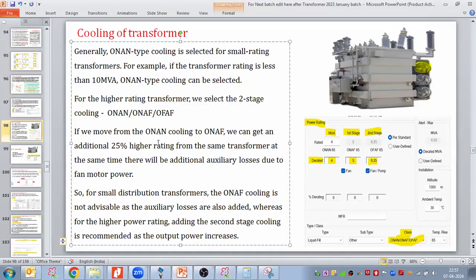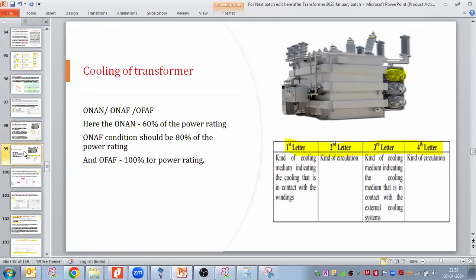So if we move from ONAN cooling to ONAF, we get an additional 25% higher rating from the same transformer. At the same time, there will be additional auxiliary losses due to the fan and motor, but that could be managed because I'm getting 25% higher output. So for a small distribution transformer, ONAF cooling is not advisable as auxiliary losses are also added. Whereas for higher power rating, adding second stage cooling is recommended as the output power increases. Am I clear with the cooling?